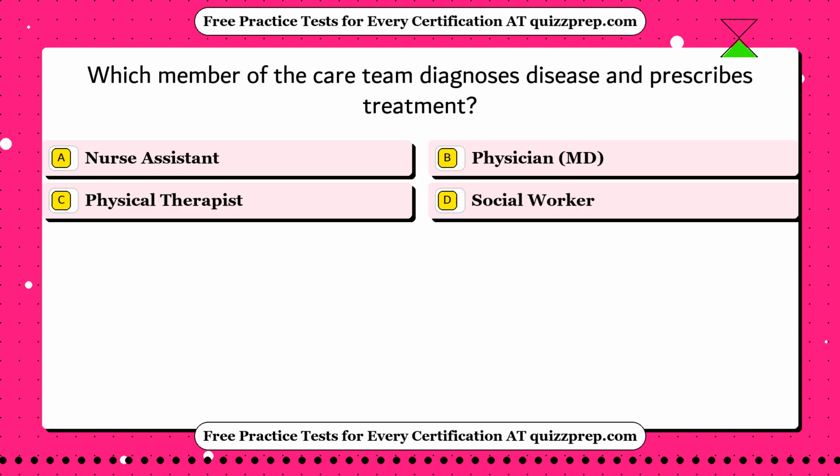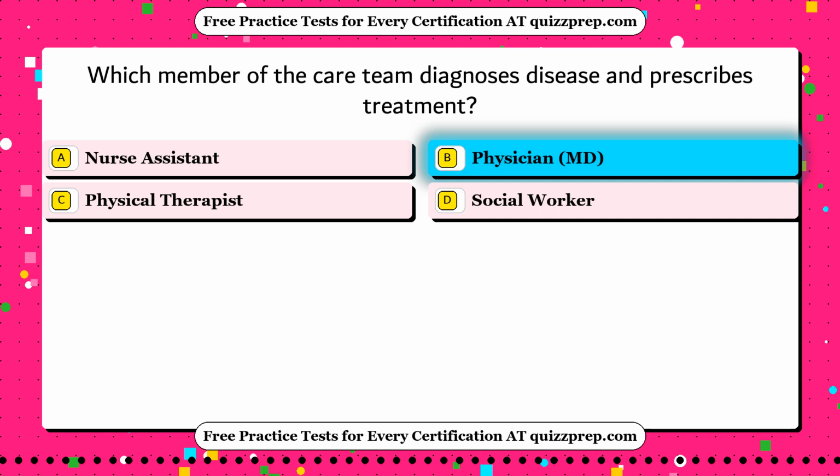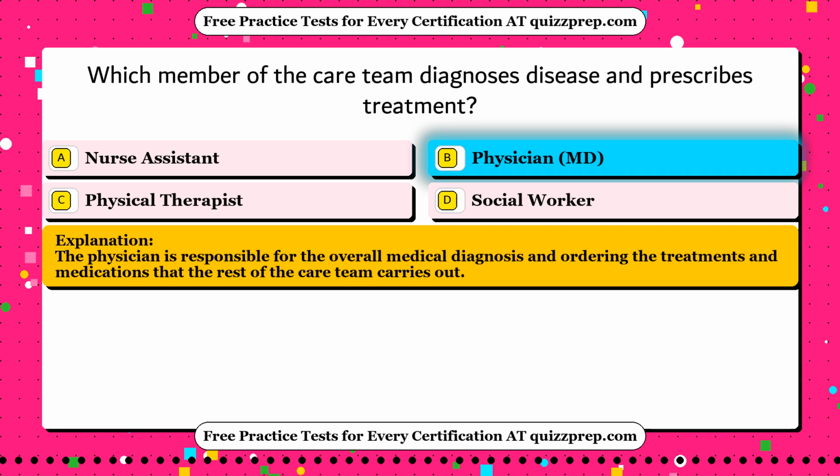Question 8. Which member of the care team diagnoses disease and prescribes treatment? Option A, nurse assistant. Option B, physician, MD. Option C, physical therapist. Option D, social worker. The correct answer is option B, physician, MD. The physician is responsible for the overall medical diagnosis and ordering the treatments and medications that the rest of the care team carries out.